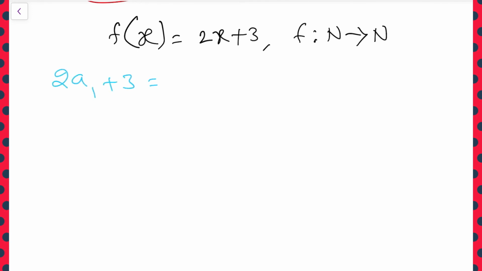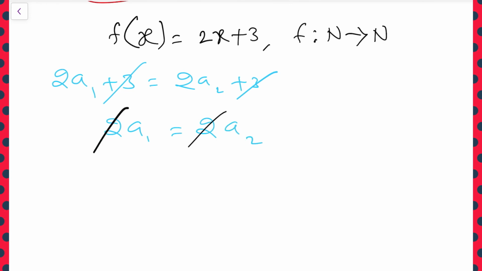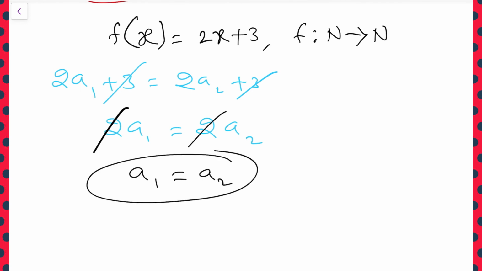2a1 plus 3 is equal to 2a2 plus 3. Plus 3 and plus 3 will get cancelled, so we are left with 2a1 is equal to 2a2. Here the 2s both will get cancelled, so we are left with a1 is equal to a2. We got a1 is equal to a2, so obviously this is a one-one function. Next, let us check whether it is onto or not.